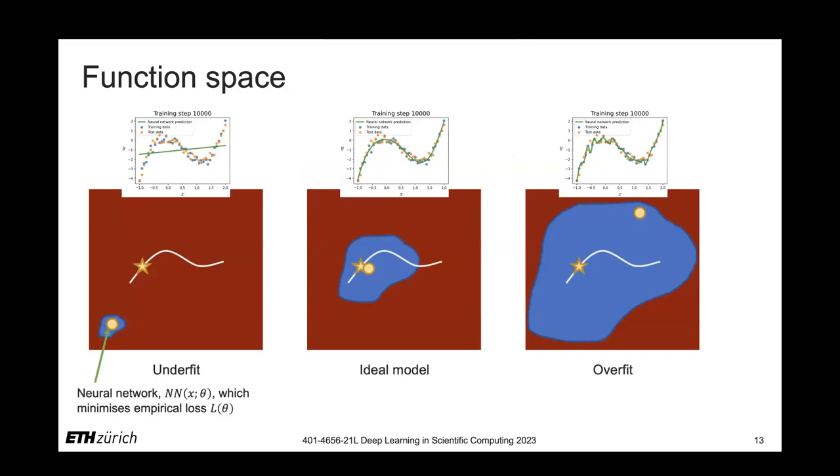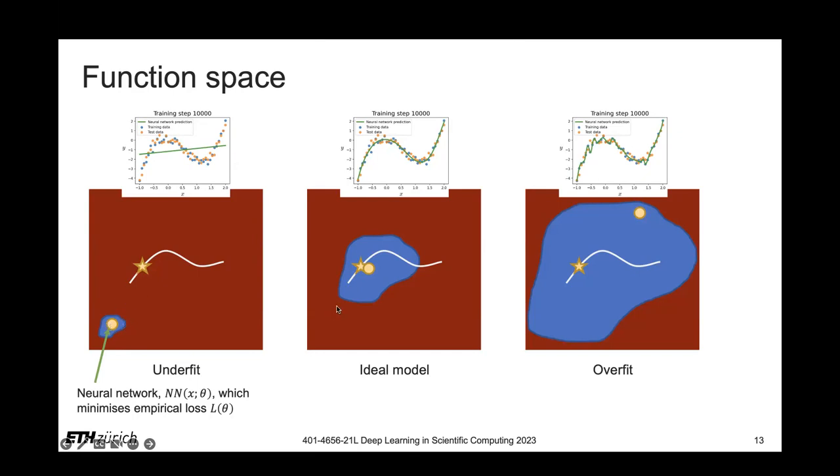Cool. So then we can plot our different models in terms of this function space. If we think about the underfit model, again, this is the true function here. The underfit model is not very expressive. It's just a set of linear models. So we would think the blue boundary here is very small, and the neural network is just somewhere in the middle of it, and it's very far away from the true function.